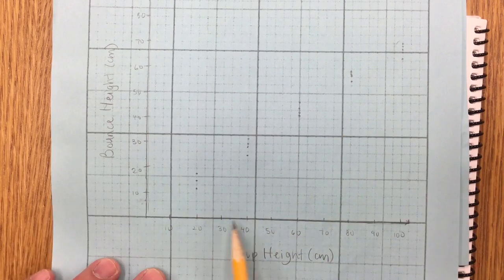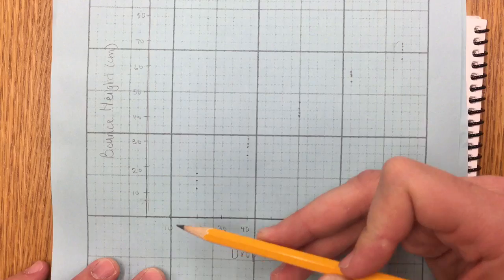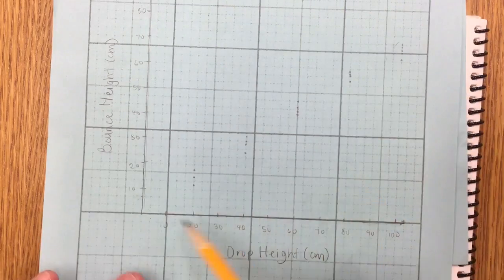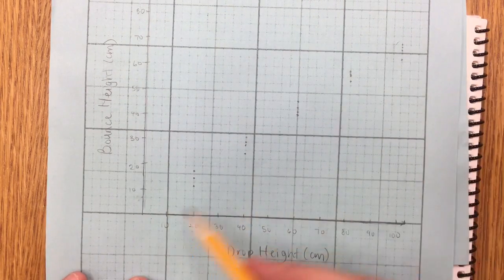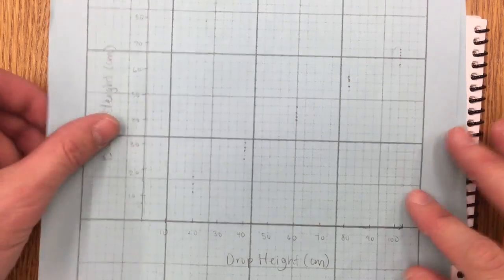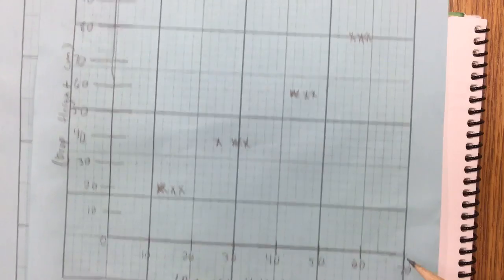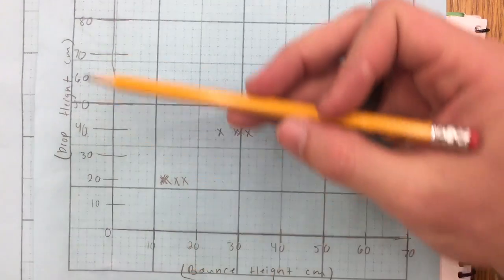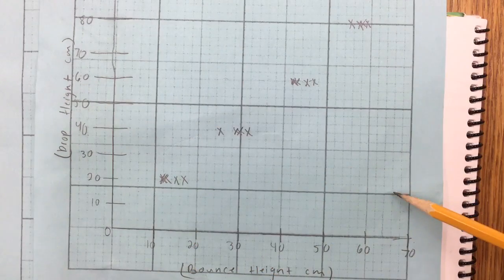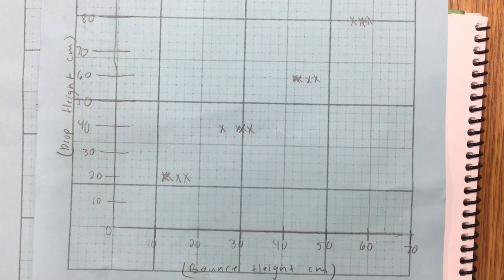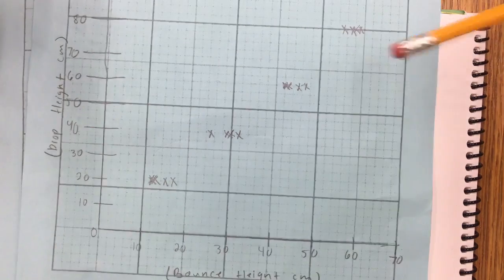In general, as the drop height goes up, the bounce height goes up also. And that pattern's really obvious when we look at this graph. This is a beautiful graph. Sam's graph is also beautiful, and it shows the same pattern. As the drop height increases, the bounce height increases also. Our big question tomorrow will be, how can we go one step further to show this pattern in even more detail?